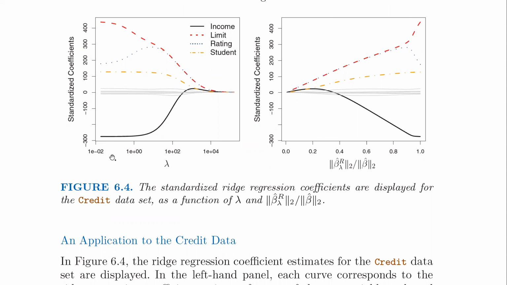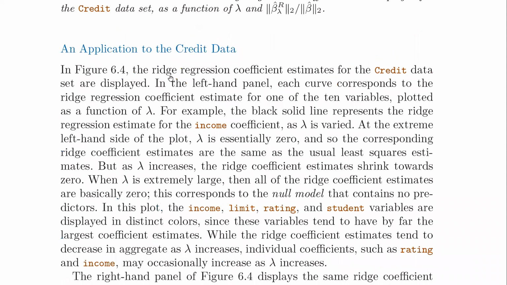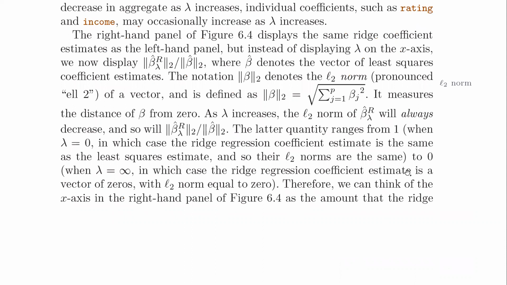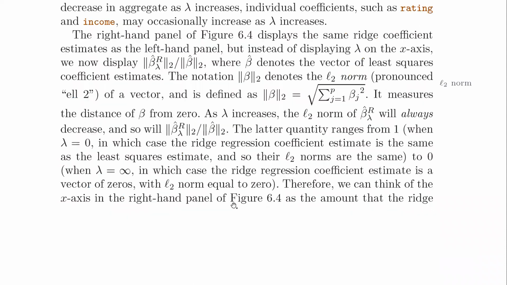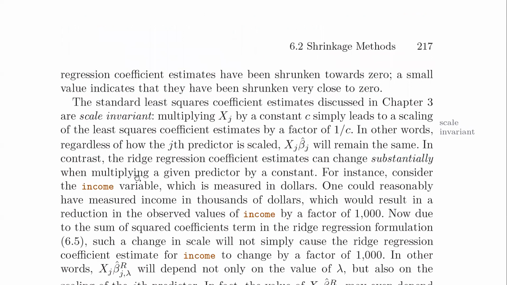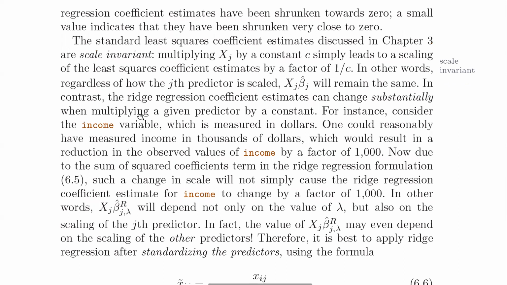So the smallest possible value of lambda is 0. The largest possible value of this expression is 1. And when lambda is infinity, you get it approaching 0. Therefore, we can think of the x-axis in the right-hand panel, this is the right-hand panel, the x-axis in the right-hand panel of figure 6.4, as the amount that the ridge regression coefficient estimates have been shrunken. That's the name of the method, right? Shrinkage towards 0. A small value indicates that they have been shrunken very close to 0.